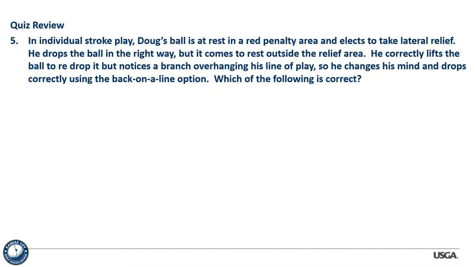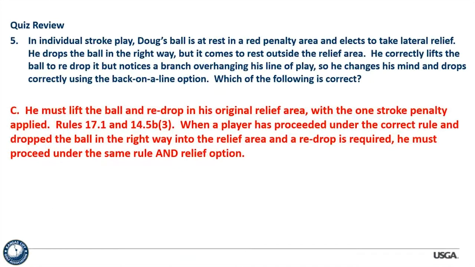So what we're basically asking you here, can we change relief options in this situation? And the answer is going to be no. He cannot change relief options because he did everything right and the ball dropped how he was supposed to, but it is required to be redropped. If you read the rules specifically, 14.5b(3), if we drop a ball in the right way and it requires a redrop, you must proceed underneath the same rule with the same option. You cannot change your relief option. So we must go underneath that procedure. When Doug went back from one option to the other, now he's getting a wrong place penalty because he is proceeding underneath a wrong option.